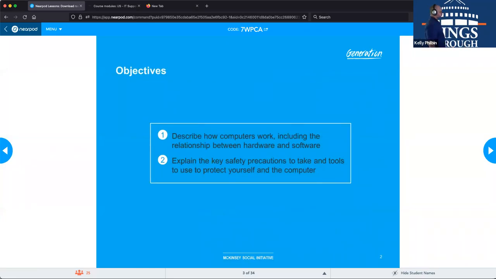Our objective throughout the course of this particular technical session is going to be able to describe in a general sense how computers work, including the relationship between hardware, software, and the middle ground, firmware. And we're also going to be talking about some key safety precautions to take and tools you will use to protect yourself and the computer in the event that you need to crack open the case.